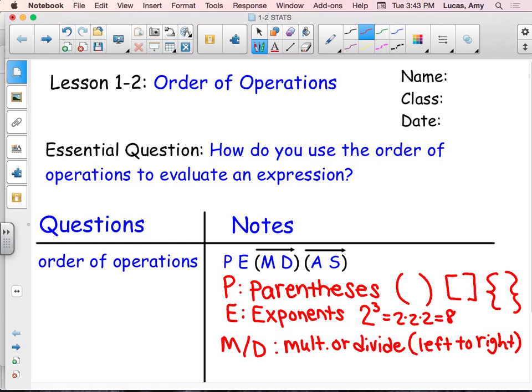And then the last step says A and S. The A and S are for adding or subtracting. And again, those operations work from left to right. So they're kind of equal to each other.